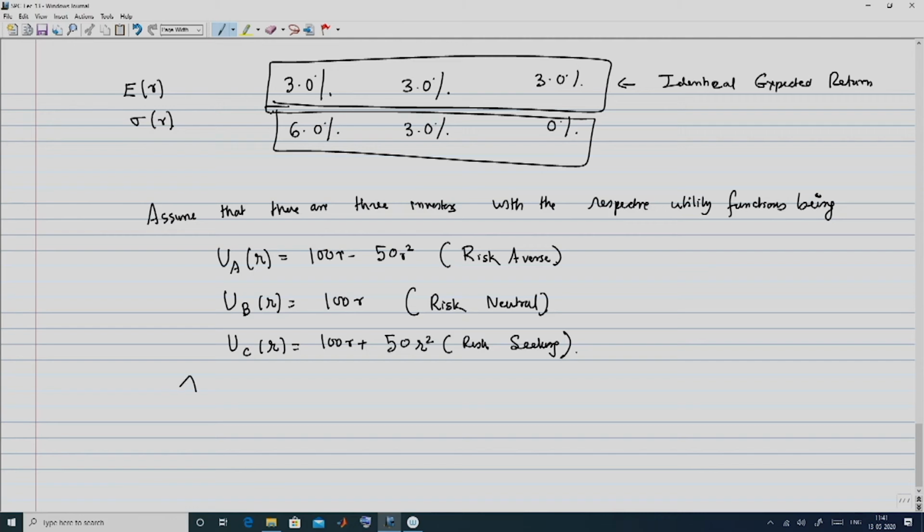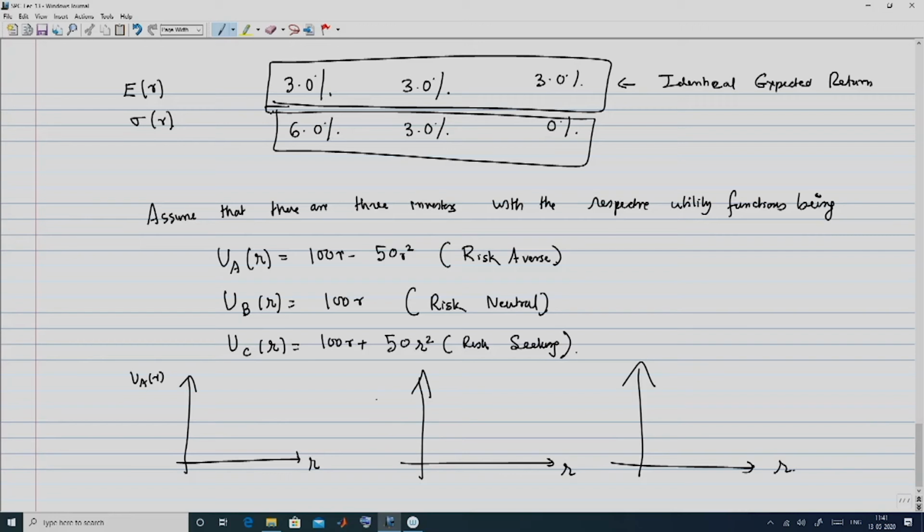So, the corresponding graph for each of them against R. So, I will have R on the x axis. The first one I have a utility of A, the second one I will have utility of B, and the third one I will have the utility of C. So, in this case the respective graphs look like this.